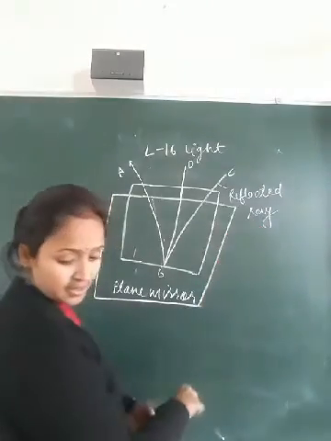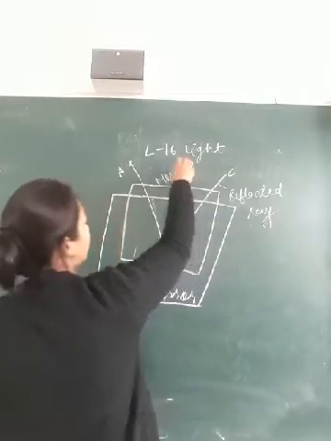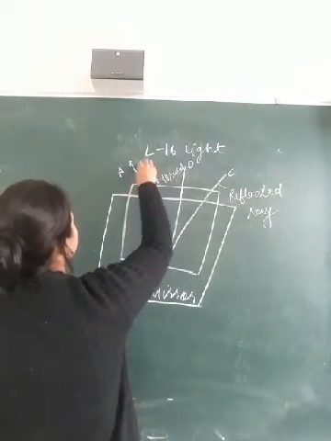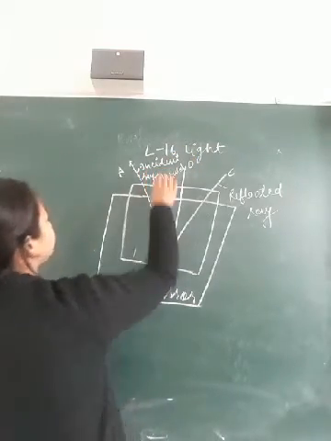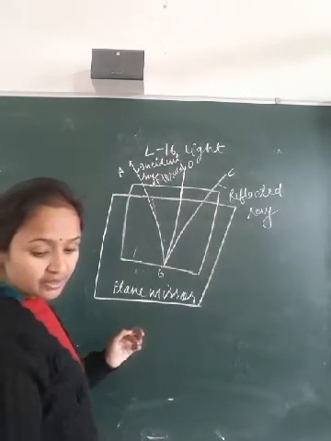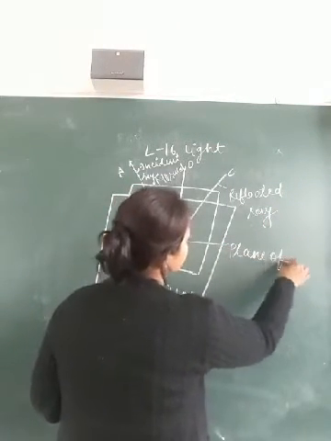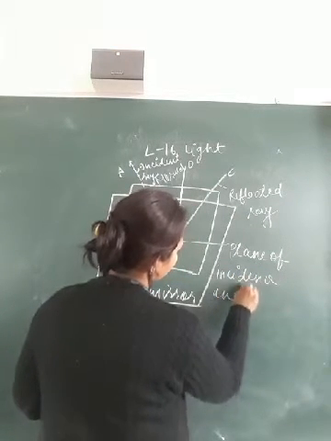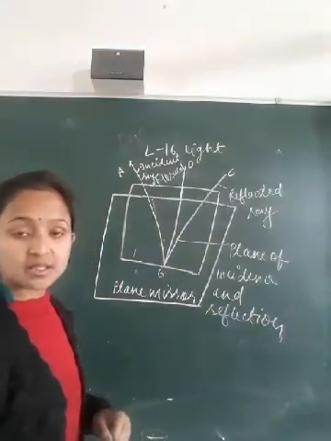This is the reflected ray and this is the normal. This point D is the normal, and next one is the incident ray, and the plane of incidence and reflection.